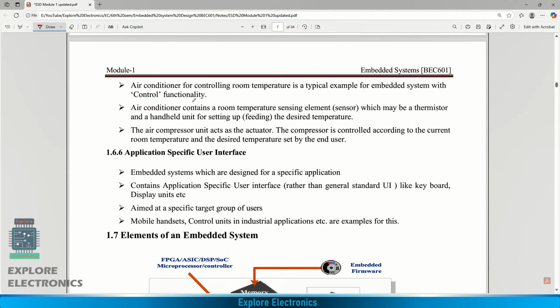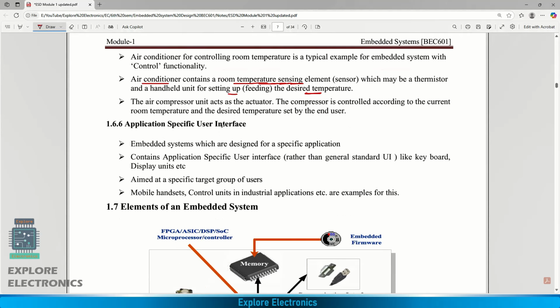And also you can give any example like an AC, which contains a room temperature sensing element. The room temperature sensor will collect the temperature, and it will be changing its temperature, right? That is the actuating system which will be setting it to the desired temperature. That is the actuator. Then it will have a user interface as well.